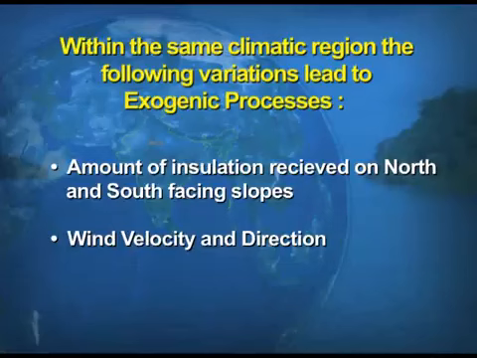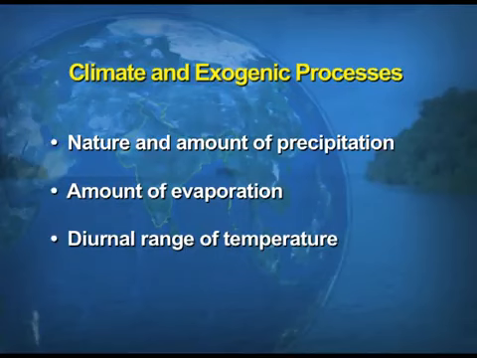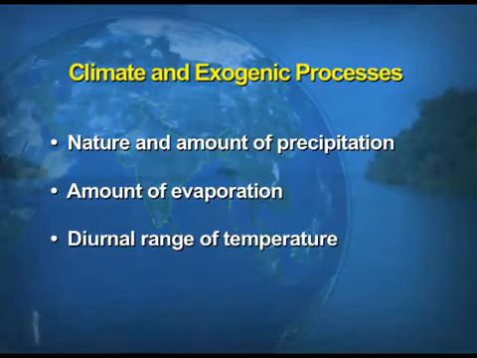Next, the wind velocity and the direction, because the velocity of the wind changes under certain conditions, and the direction also does not remain the same. The next factor is the nature and amount of precipitation. Precipitation can be in any form: rainfall, snowfall, or dew, fog. These are all forms of precipitation. And lastly, the amount of evaporation.